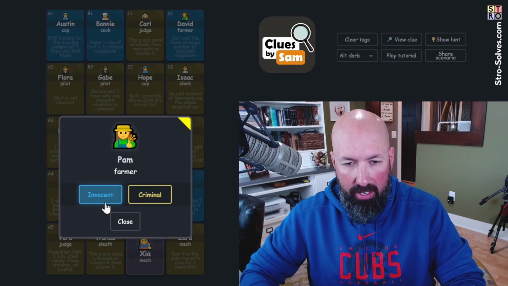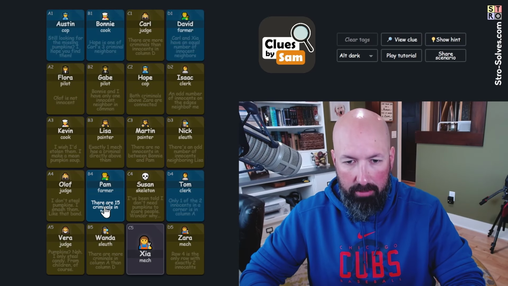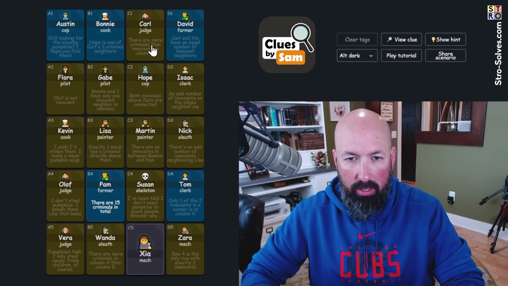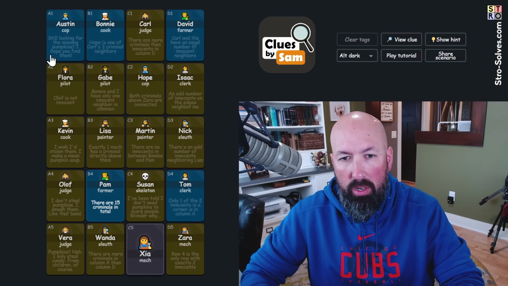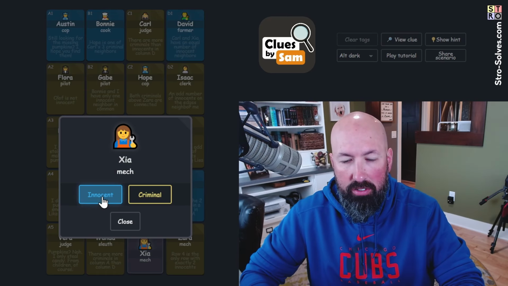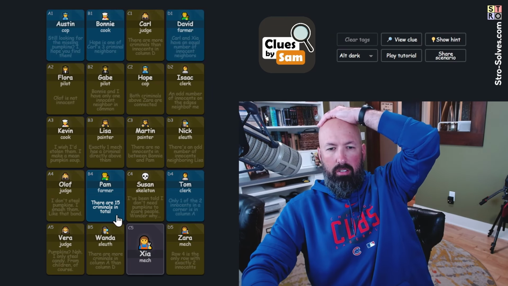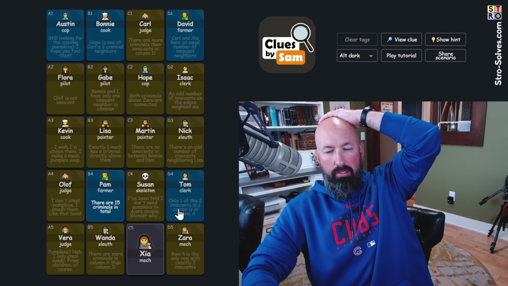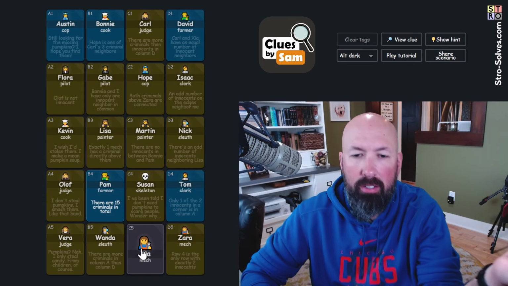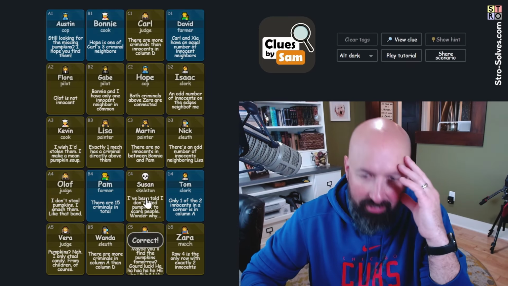Wonder why. Okay, and then Pam is innocent because those were 1 of each. And then there are 15 criminals in total. Well, we could count the criminals, but since there's a lot of criminals, we could also know that this is a 4x5 grid, which is 20. And we have 5 innocents, so that's 15 criminals. So Zia also needs to be in it. Oh, wait. 15 criminals in total. Did I do the math wrong? 2, 3, 4, 5. Oh, Zia has to be a criminal. I did do the math wrong.